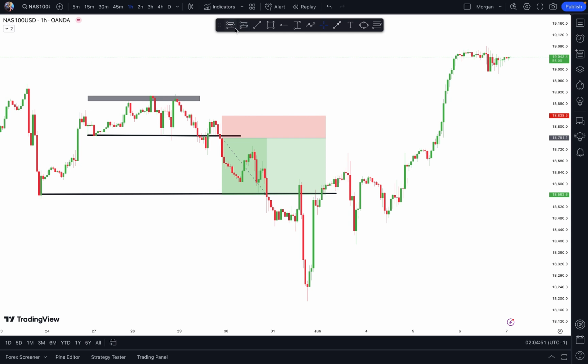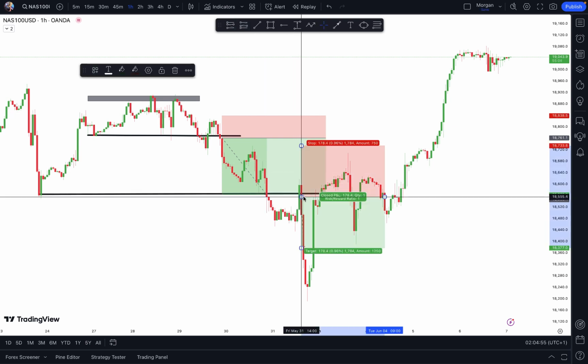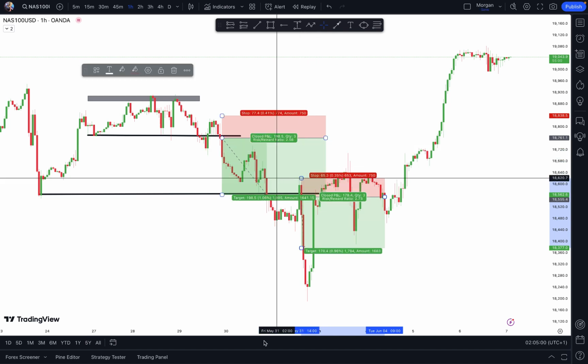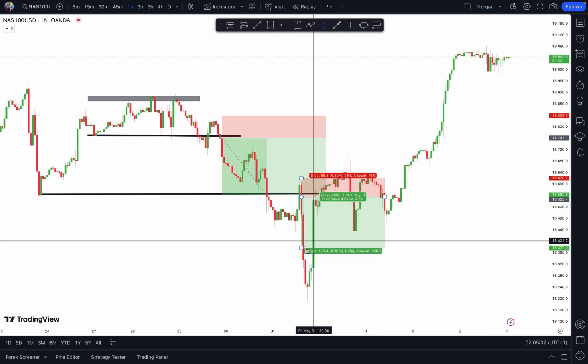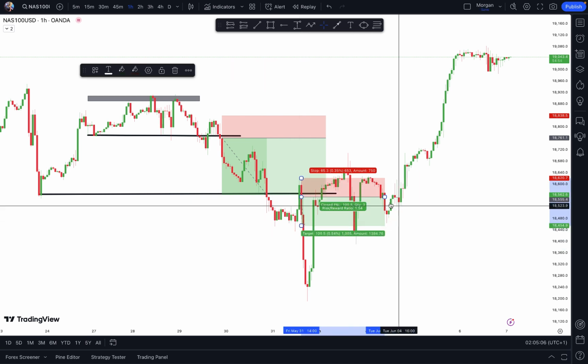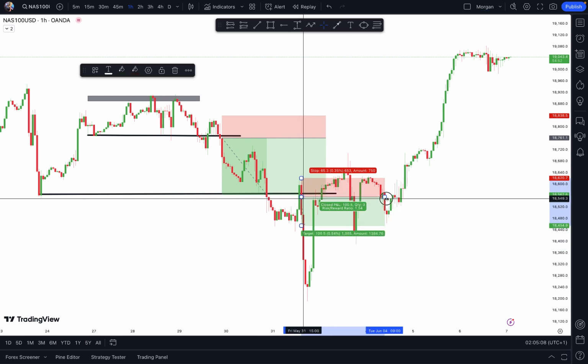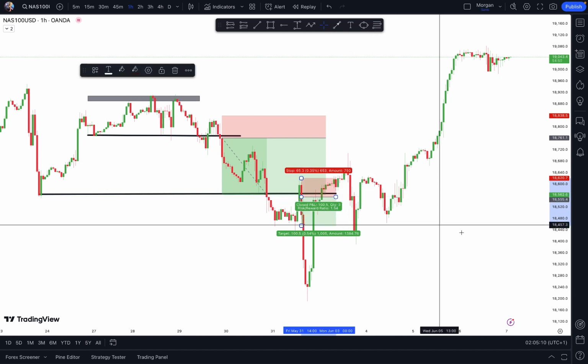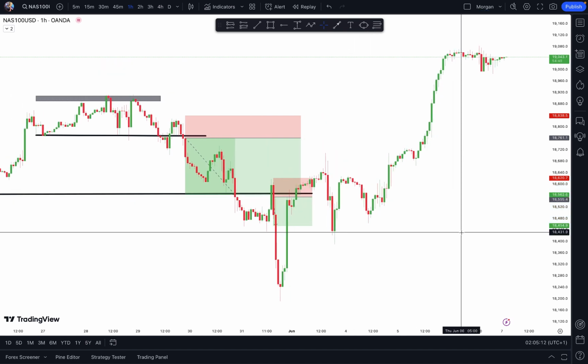After we got the correction here and price started to drop back down, we were able to get into the trade, had stop loss above here, and the profit was under these levels. So now this gets us to what I'm trying to talk about in this video.